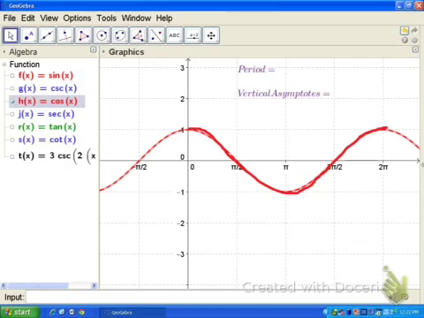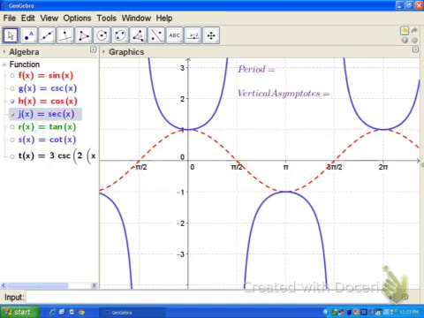And again, where cosine equals 0, those are going to be the places where we have vertical asymptotes, because those are the places where secant would be undefined. And let's look and see what happens when we put our secant graph in there. You see we do have our vertical asymptotes.